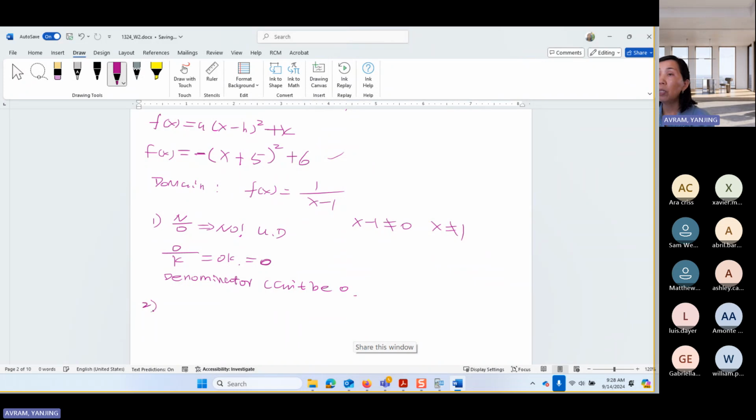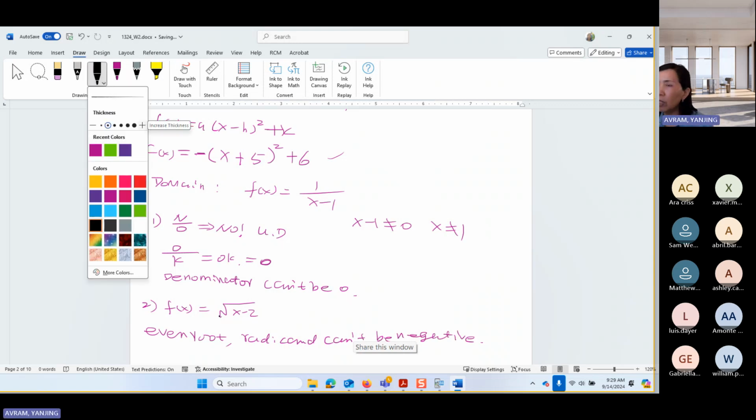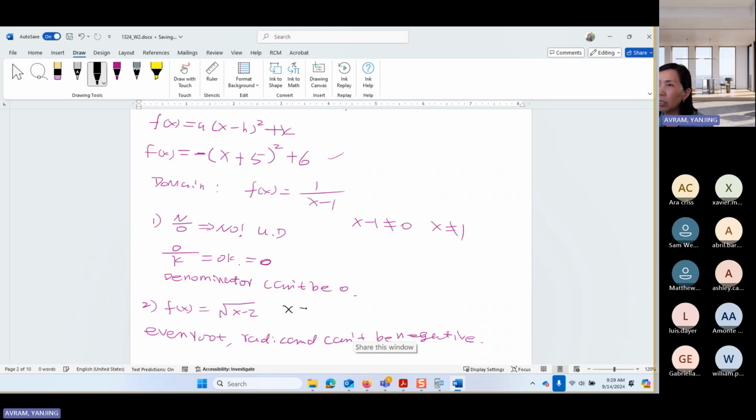Rule number 2 is if this is under an even root. Only the even root: radicand cannot be negative. So what does cannot be negative mean? Radicand means everything under the root. So my radicand here is x minus 2. This cannot be negative, that means cannot be less than 0.